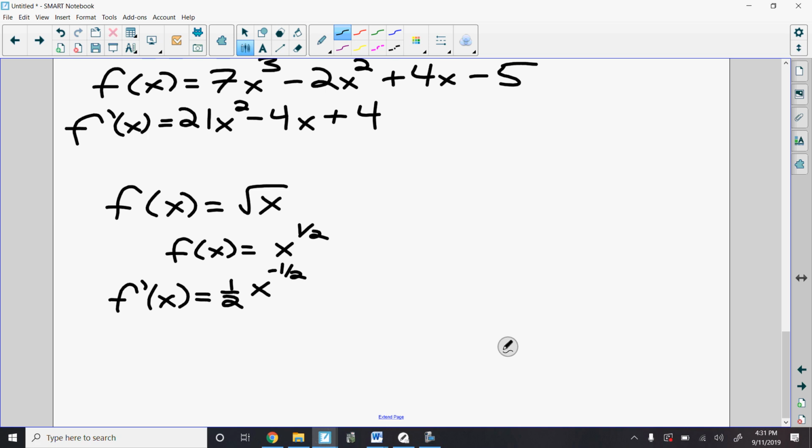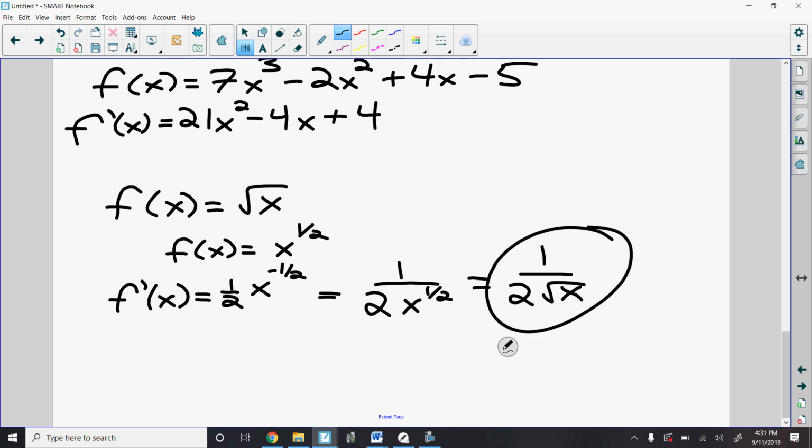Now I can rewrite this. I don't like writing answers with negative exponents when I can change it to a positive. We know the rule from Principles of Math. Anytime we have a negative exponent, we can throw it down into the denominator and call it a positive exponent. Well, I already have 2 down in the denominator, so it looks like this. These are equivalent. I also know that half power means square root, so I can write it ultimately like this. And if you solved number 5 on your homework correctly, this is what you ended up with, 1/2 root x.